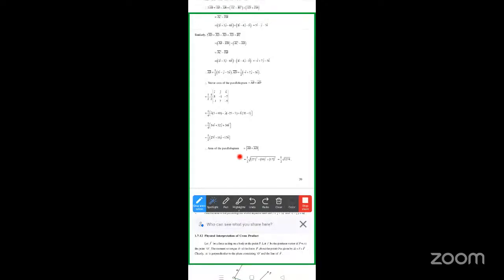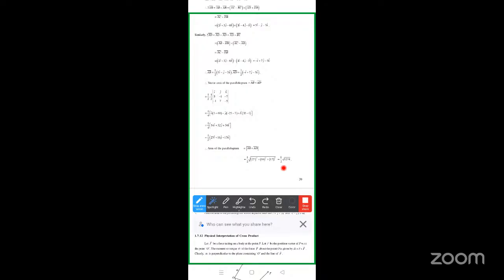So we are getting 1/2 (27i + 16j + 17k). So the area of the parallelogram is the modulus of the above vector. So 1/2 root over (27 squared + 16 squared + 17 squared), which is 1/2 root over 1274. So this is the area of the parallelogram.